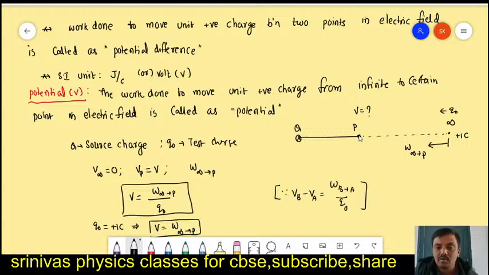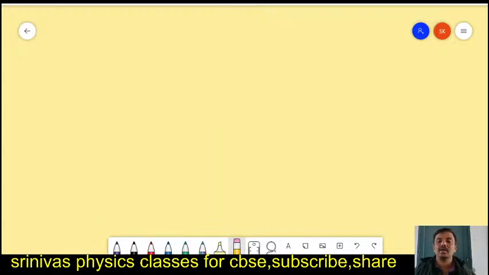If you want to find the potential at a certain point, then you have to calculate the work done to move from infinity to that point. This is about potential and potential difference. Right? Okay, I will erase and continue the class. If you have any query, write in the chat box.